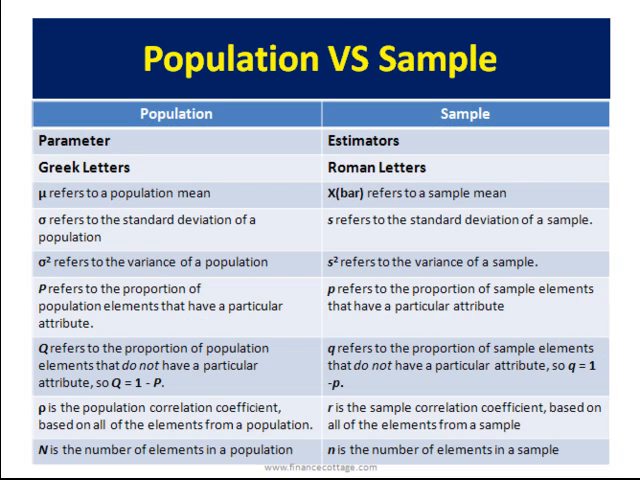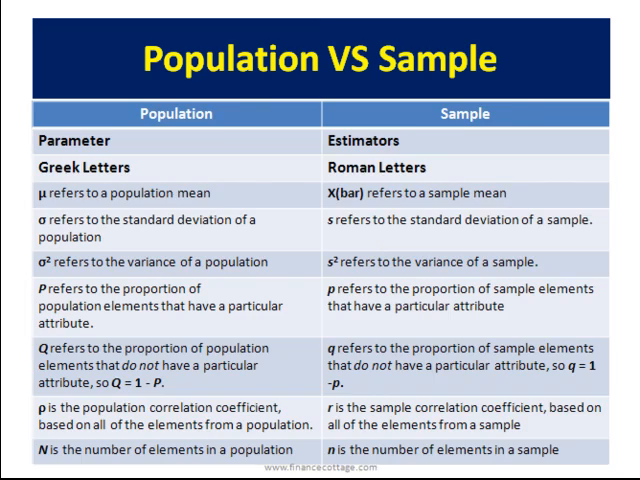This table gives a short detail of the difference in terminology between the population and a sample. Normally for a population we use Greek letters and capital letters, and for a sample we use Roman letters or small letters. For example, mu represents the mean of the population, whereas x bar refers to the sample mean. Sigma refers to the standard deviation of the population, and small s refers to the standard deviation of a sample, and so on. There is a list of all these population parameters and sample estimators.